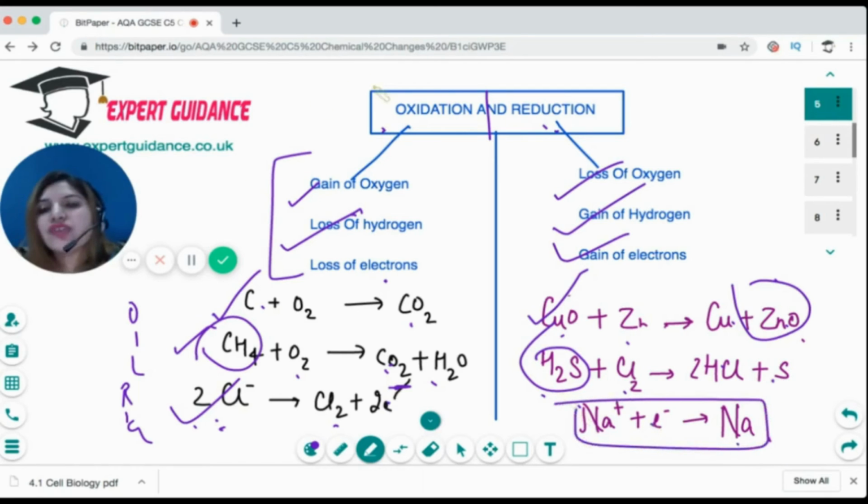Okay, so I hope these oxidation and reduction definitions are clear to you, because in the exam they can give you a reaction and they can ask you to say whether it's an oxidation or reduction. You have to look for these three cases.